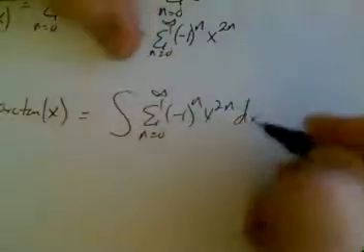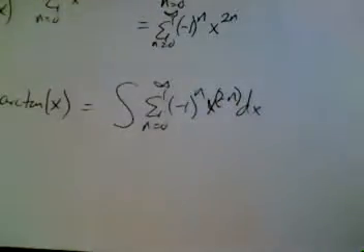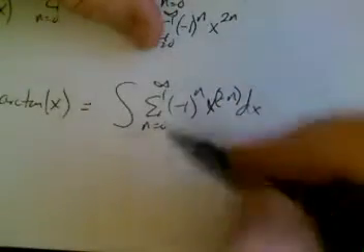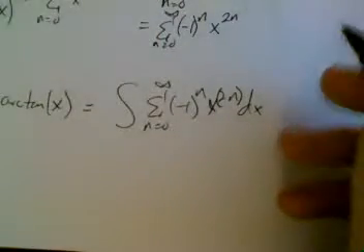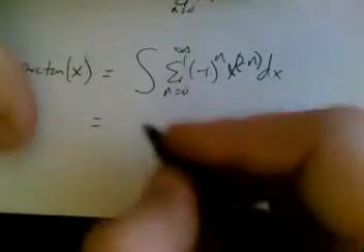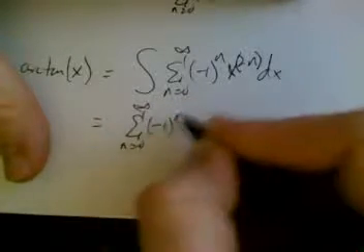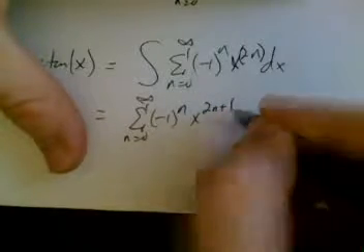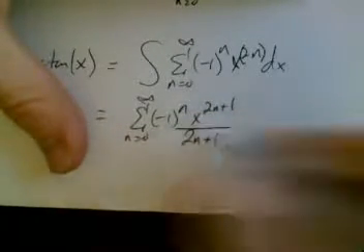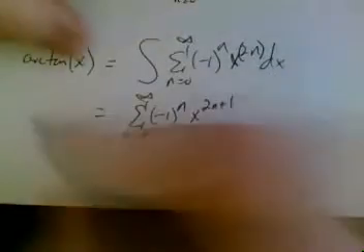Well, what is the integral of this thing? Again, this is x to the power of some number. 2n is some number at any given point. So the integral of that is going to be x to the power of what? Increase the power by 1, divide by that power. So this is equal to the summation as n equals 0 to infinity of negative 1 to the power of n, x to the power of 2n plus 1, divided by 2n plus 1. That would be my series for arctan.